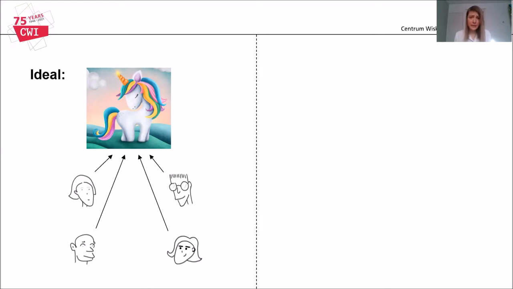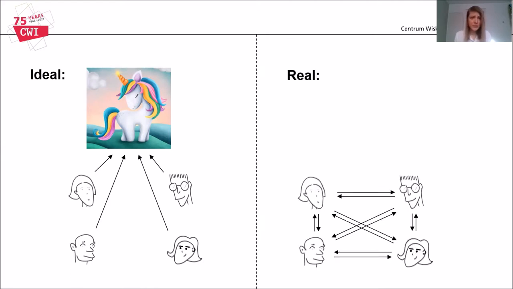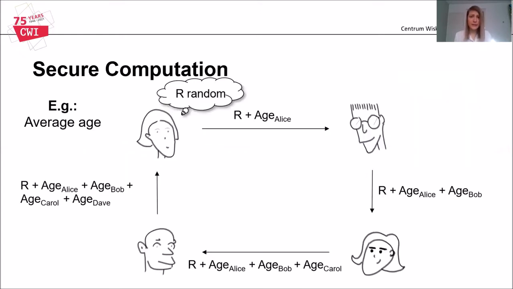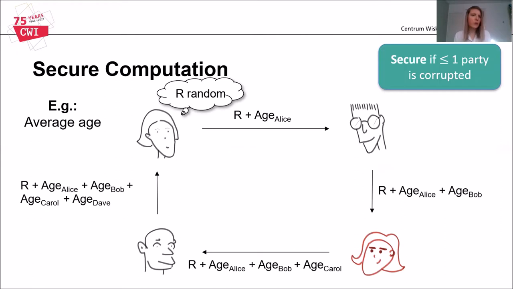And unfortunately, as unicorns don't exist and we're stuck in the real world, where all we can do is have the parties communicate with each other, we say that the protocol in the real world is secure if the parties cannot learn or interfere more in the real world than they could in the ideal world. So going back to the example, what does it mean? If you look here at a single corrupted party, say Carol, then all she gets to see is a random value and the final result. So this is not more than she could learn in the ideal world. So if we assume everyone follows the protocol execution and there's just one party corrupted, then this is secure.